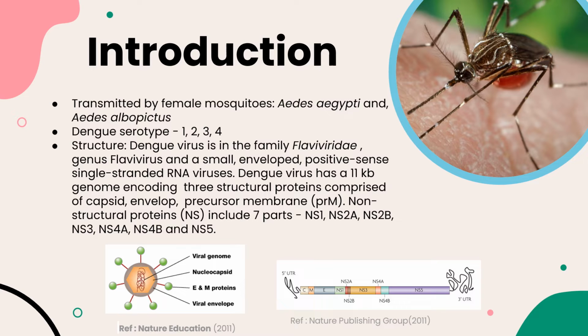Dengue virus has a 11 kilobase genome encoding 3 structural proteins comprised of capsid, envelope, precursor membrane. Non-structural proteins include 7 parts: NS1, NS2A, NS2B, NS3, NS4A, NS4B, and NS5.